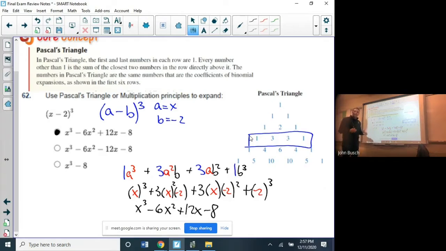It's a hard thing to do. Just take the extra time it takes to put the parentheses where these variables are. And then plug in your x for a and your negative 2 for b. And then you'll just get it right. It's really not that bad.